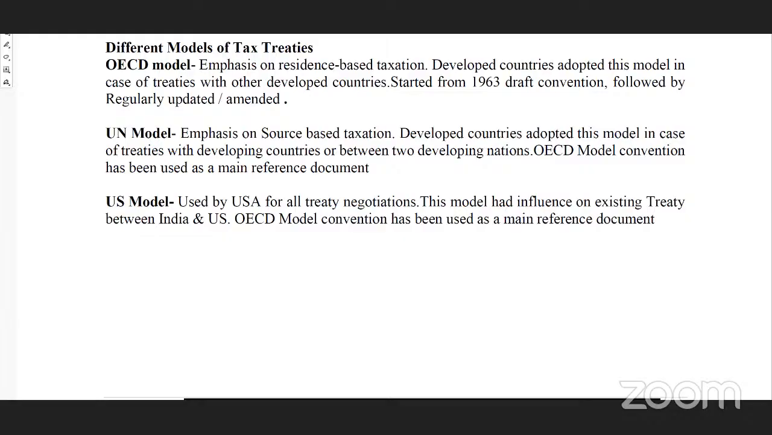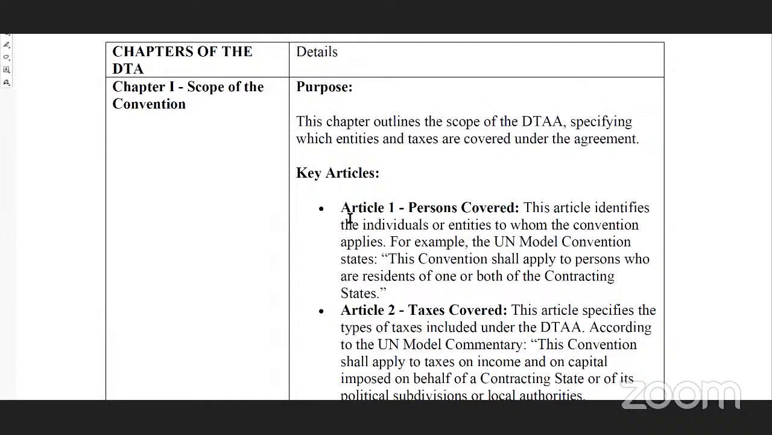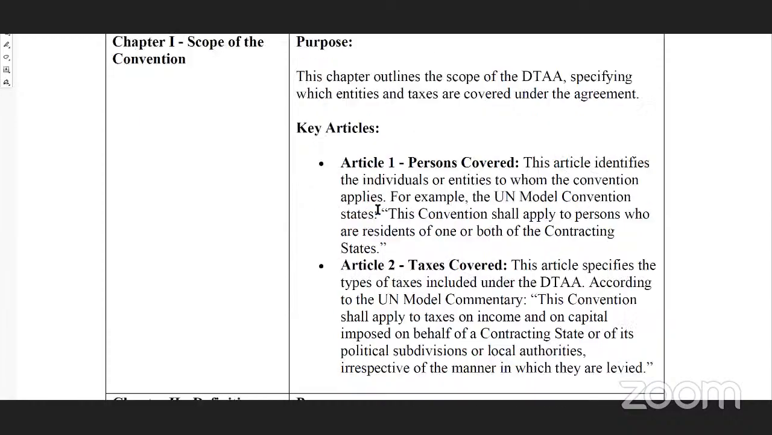Okay, so we have now seen the different types of DTAs. Now we have to look at the standard chapters and articles of the DTA. The DTA has 7 chapters, right? So the first chapter is the scope of the convention. The model tax convention of DTAs looks like this. The first chapter is the scope of the convention, and it has 2 articles, right? Article 1 is persons covered. This article identifies the individuals or entities to whom the convention applies.